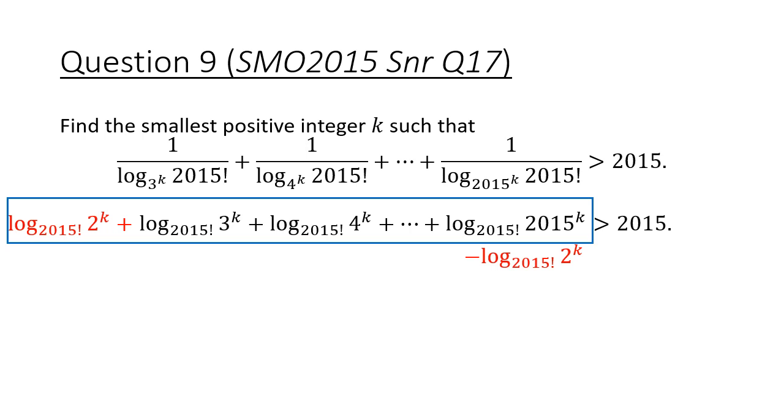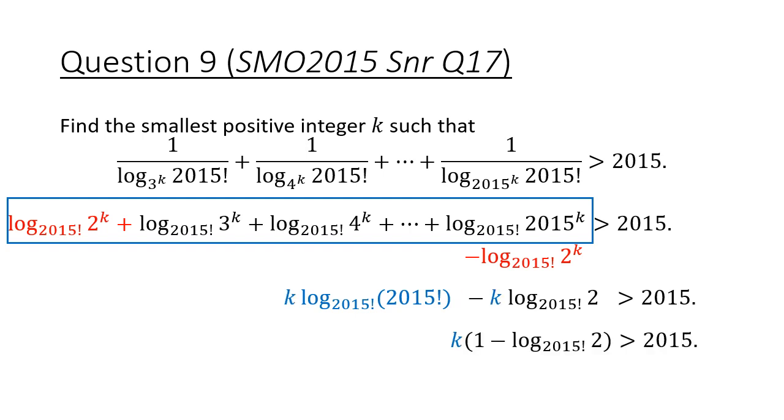That way, these terms in the blue box, if we apply the product law to them, will give us log base 2015 factorial of 2015 factorial to the power of k. But we still have some stuff left over. We can apply the power law here and take out the k, factorize out the k and simplify, since log base a of a is 1.